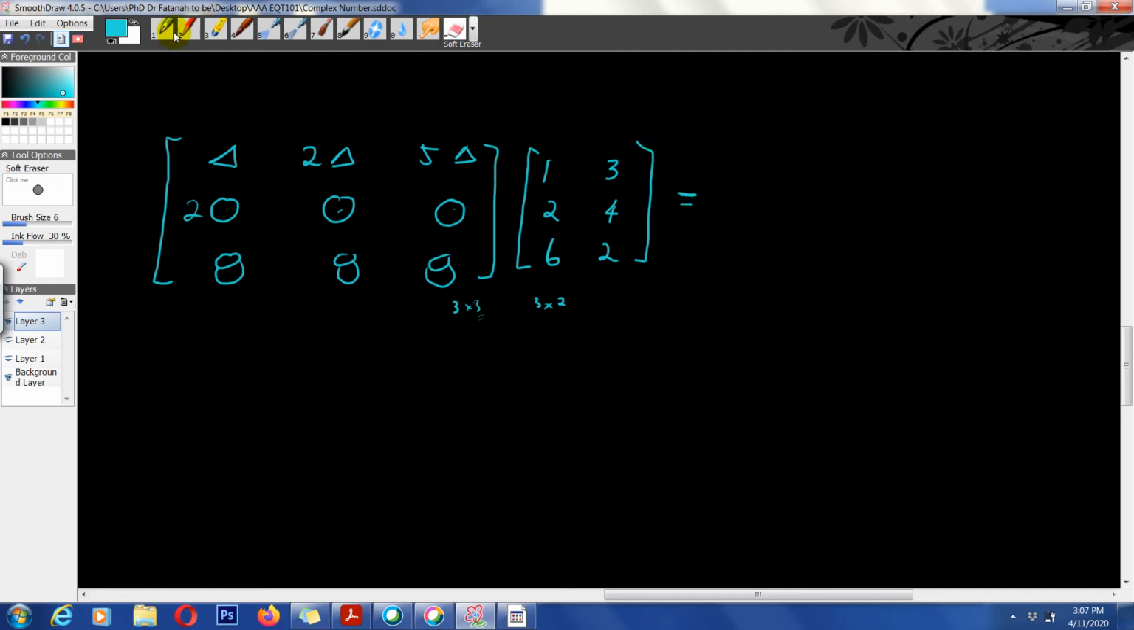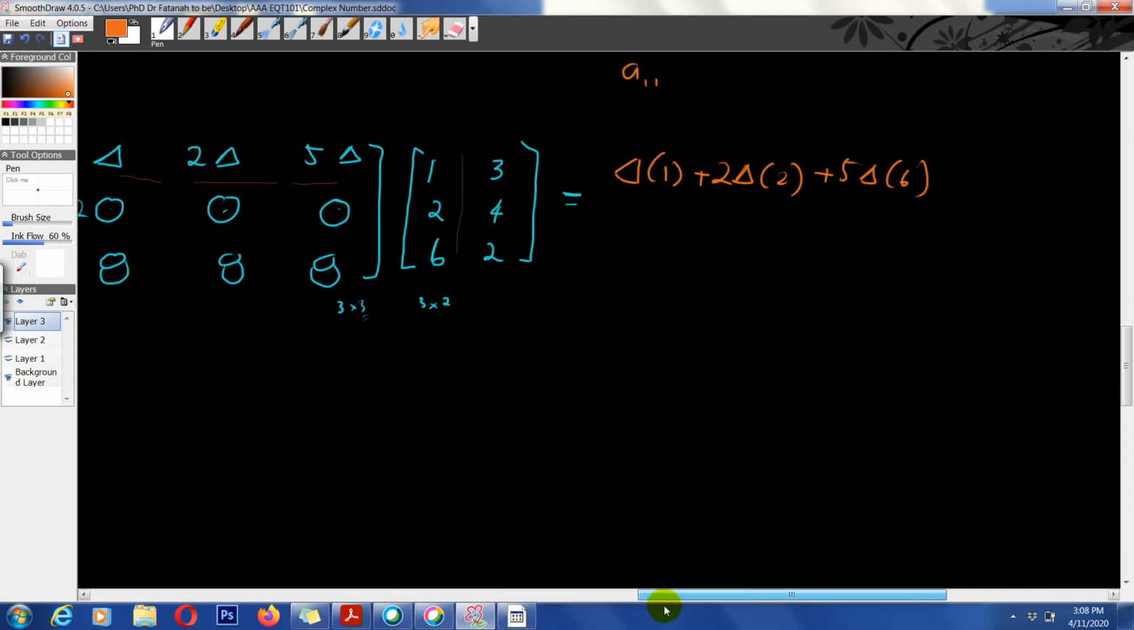First row is for first column. The position here is 1, 1: first row and first column. We have cake times 1 plus 2 cake times 2 plus 5 cake times 6, right? And then we have another column here.